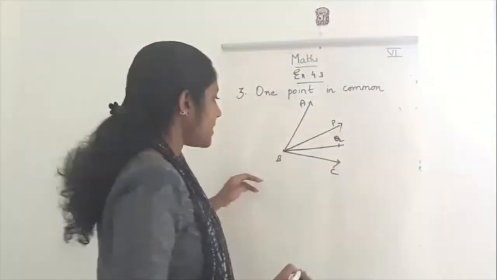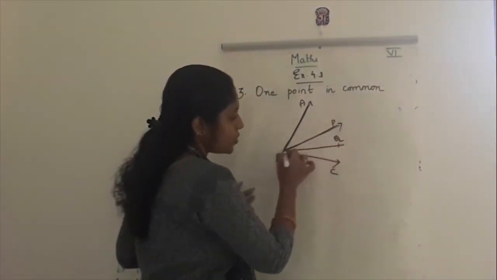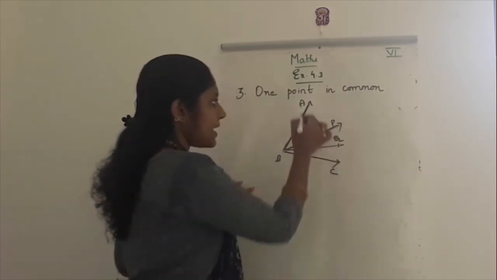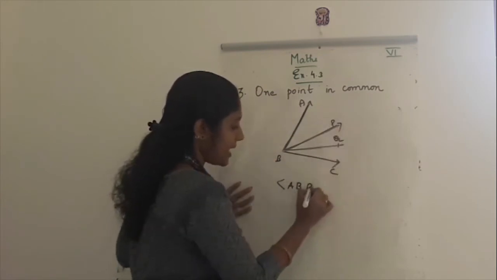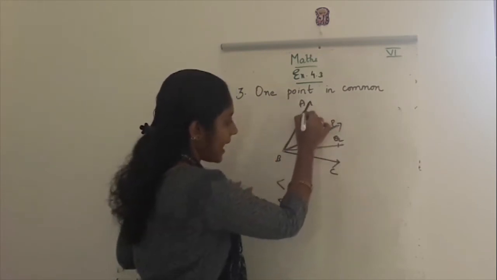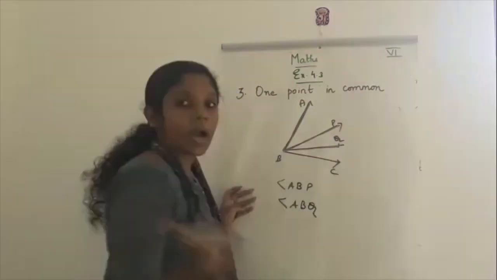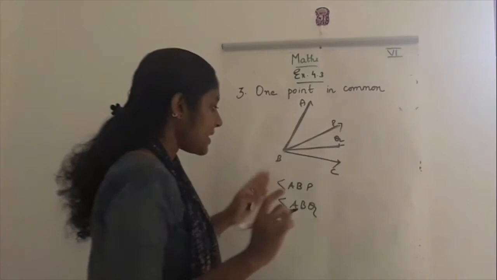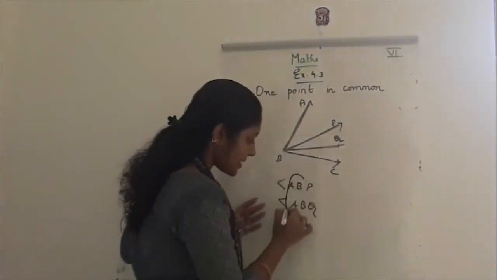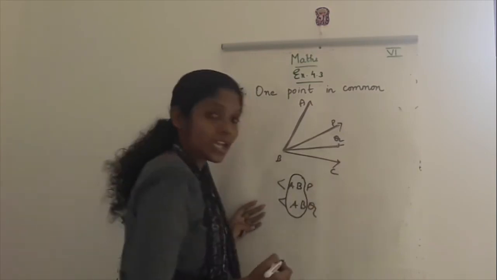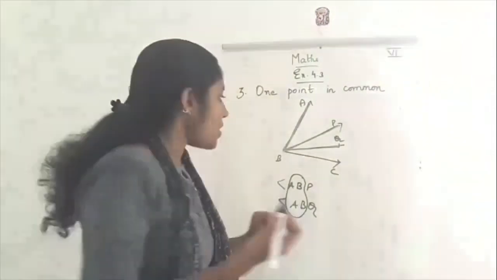So here I have drawn two angles, that is angle ABP and angle ABQ. In this, only one point is common. No, here two points are common, A and B. But in the question only one point should be common. So how will you write?